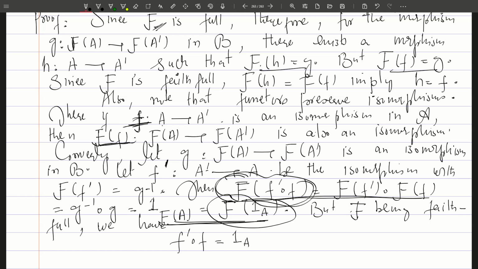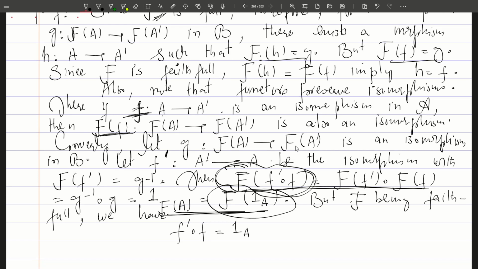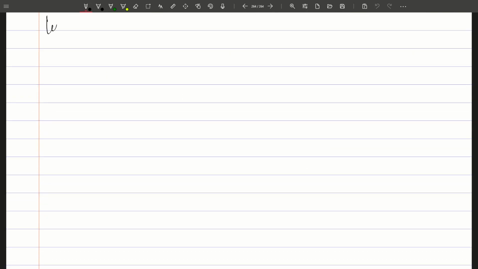Likewise, we can prove that f composite f prime will be identity on A prime. So this proves that f is an isomorphism. Now let us get back to the covariant and contravariant functors.